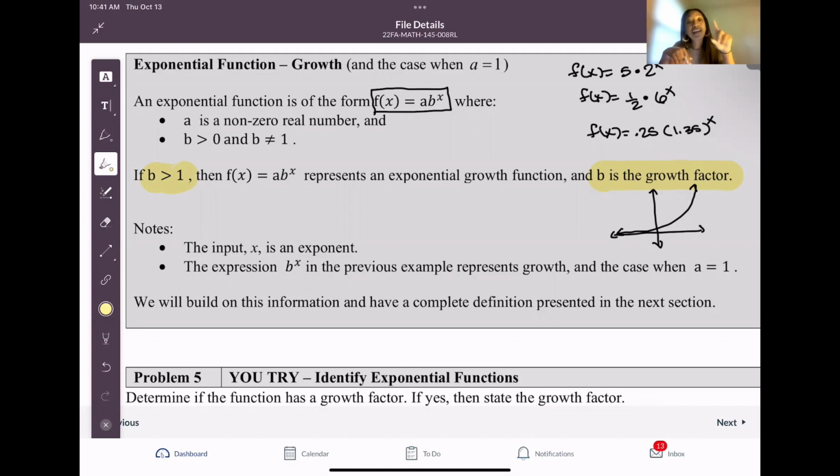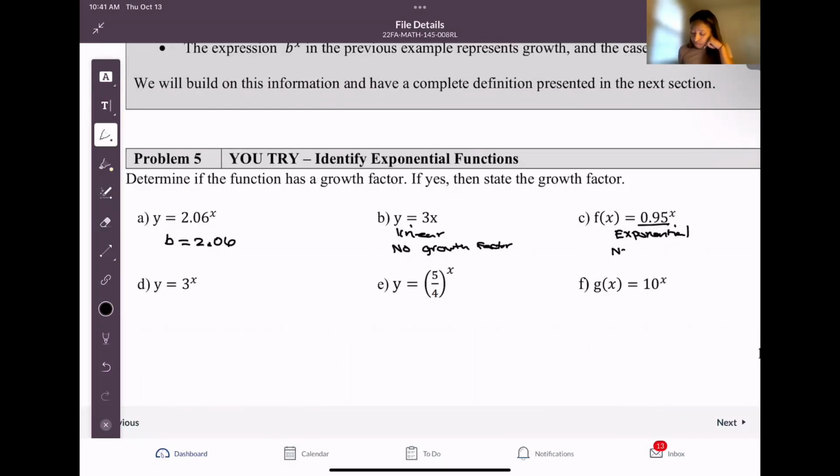If our base is not greater than 1, we still have an exponential function, but it's called a decay function, which we'll get to later. So this is an exponential function, but it does not have a growth factor. It has something called a decay factor, which we'll talk about later. And I should emphasize here that this is the growth factor.